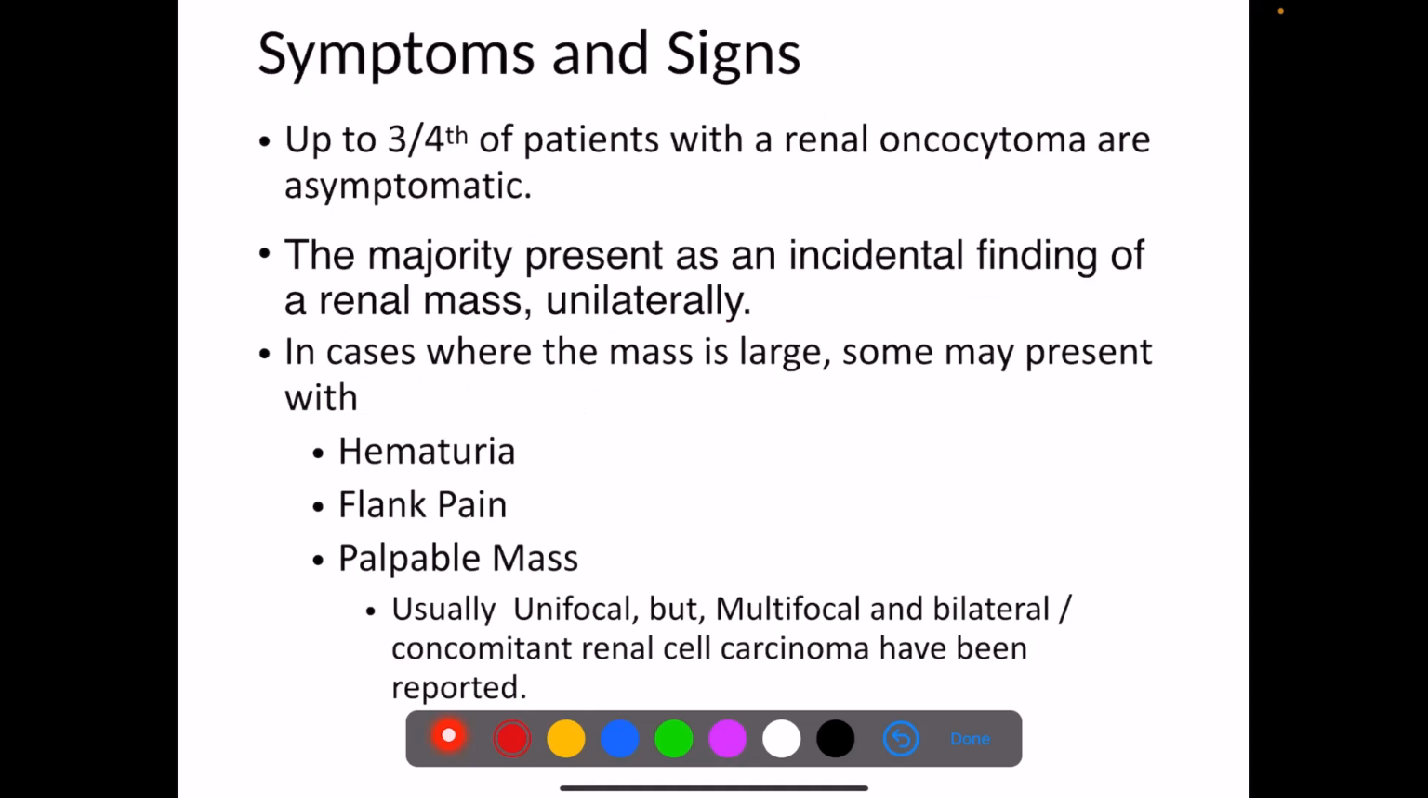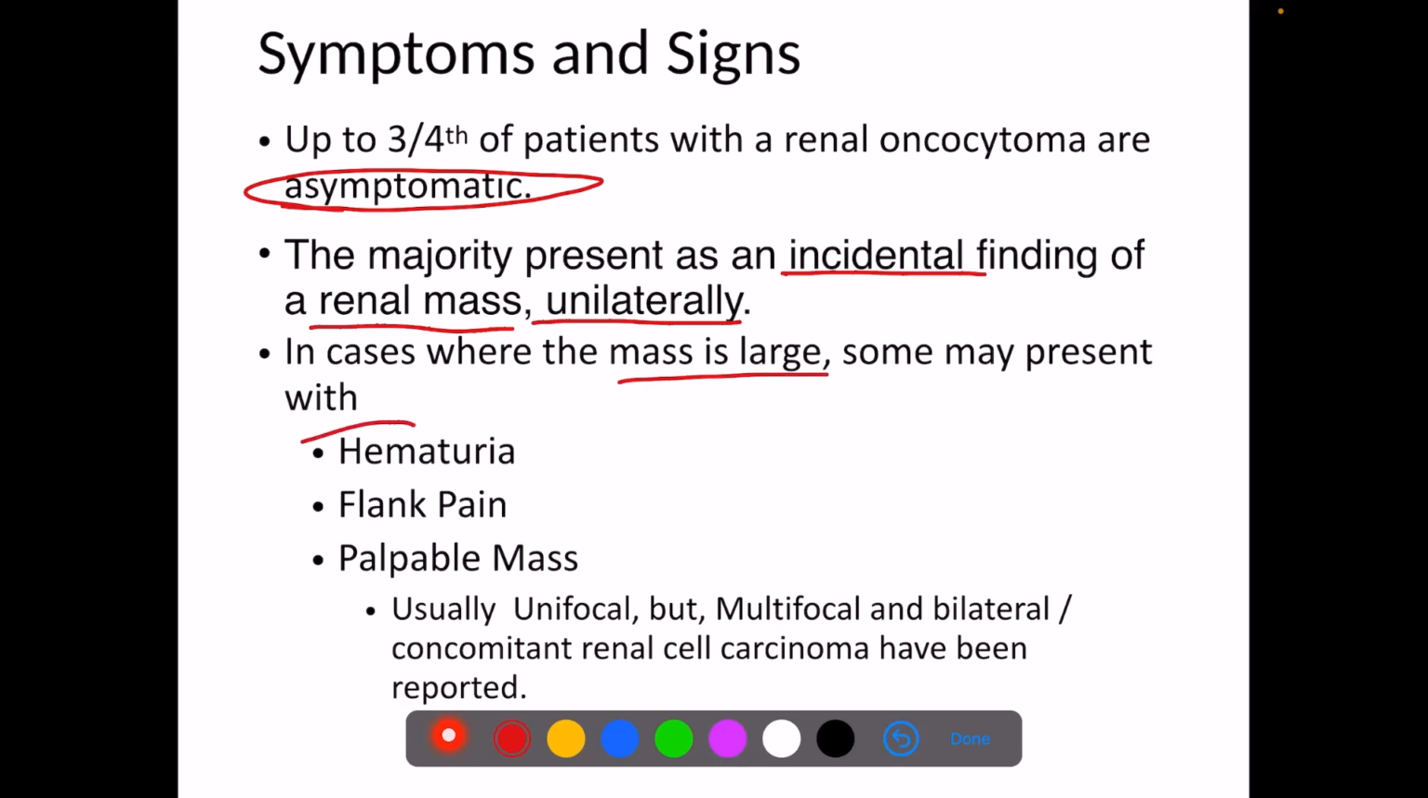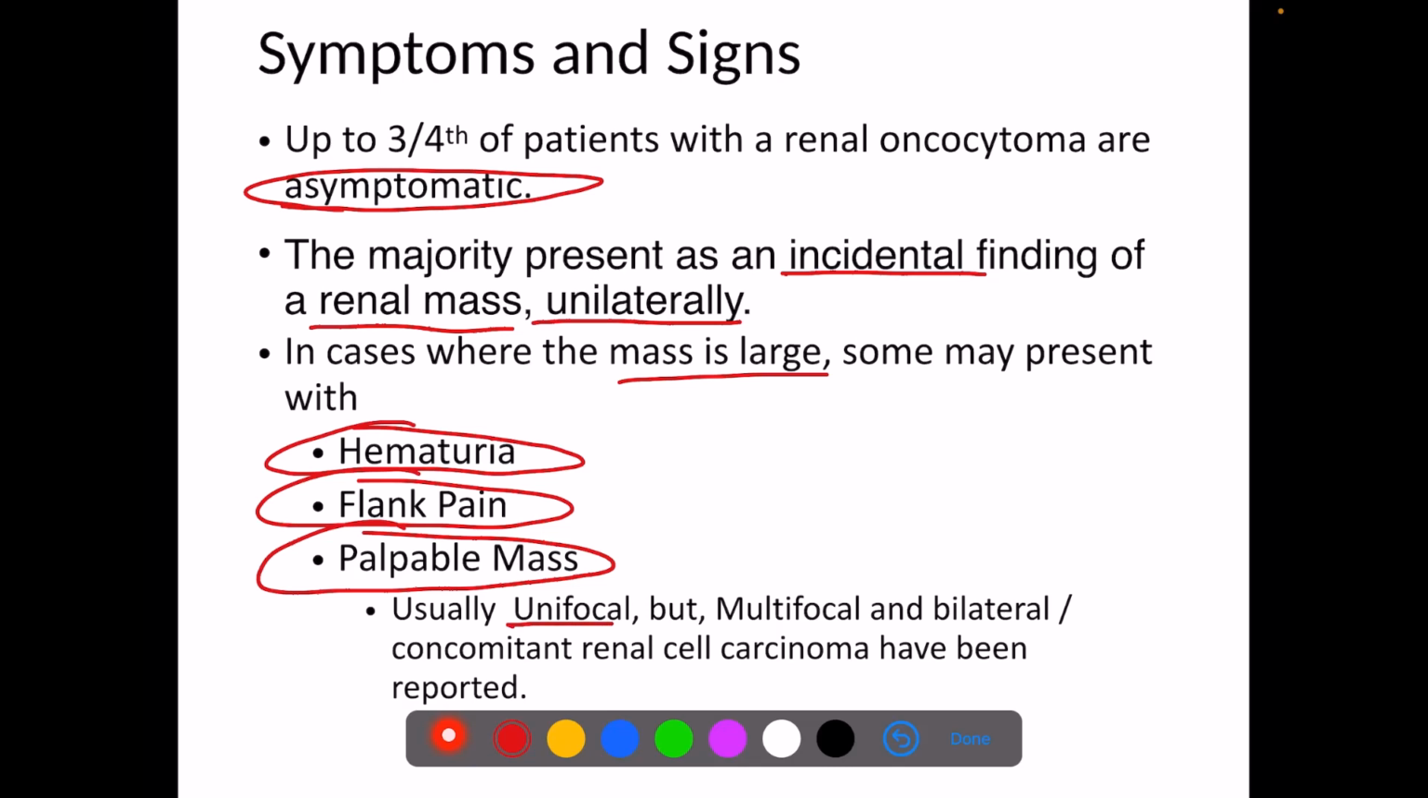Coming to the symptoms and signs, up to three-quarters of patients with renal oncocytoma are asymptomatic. So the majority present with an incidental finding of a renal mass, which is usually unilateral. In cases where the mass is large, some may present with hematuria, flank pain, and a palpable mass. The characteristic is unifocal, but multifocal and bilateral concomitant renal cell carcinoma have also been reported.